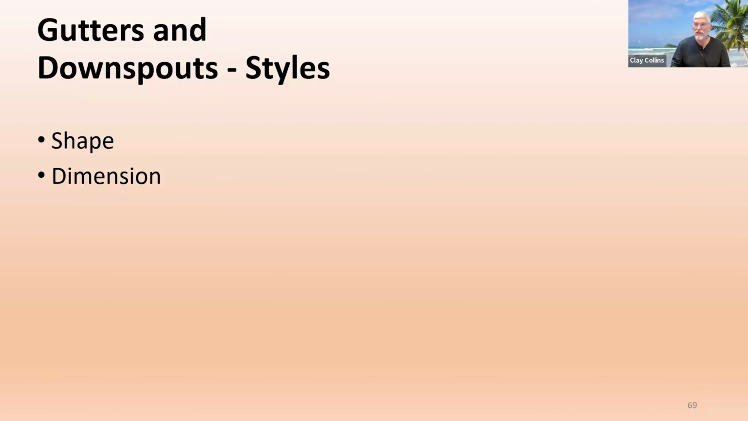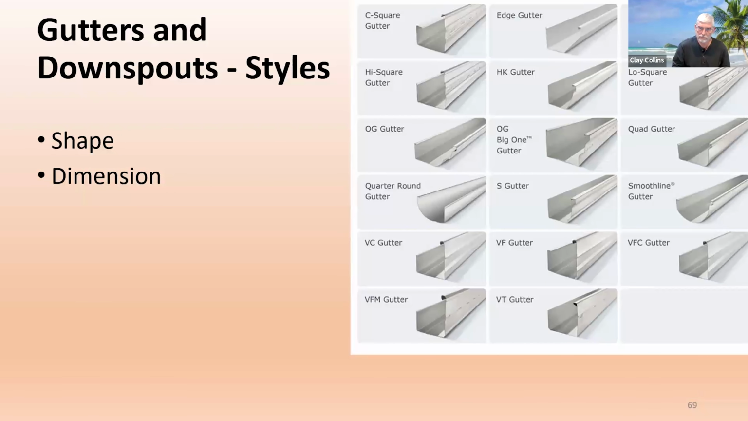Downspouts, gutters and downspout styles. There are a lot of different shapes that basically don't mean too much. I see some of the old, I'm not going to call them antique homes, but the very old homes that might have copper gutters or the quarter round gutters or some of the things that stand out. You see these that have the high square gutters. Some of those are intended to try and catch that water to keep it from running across.